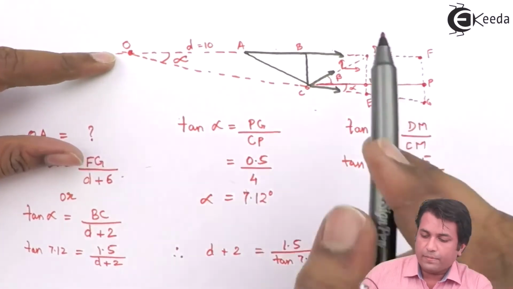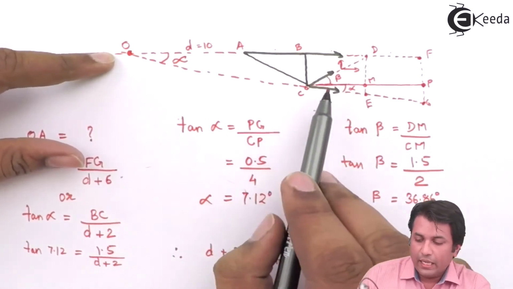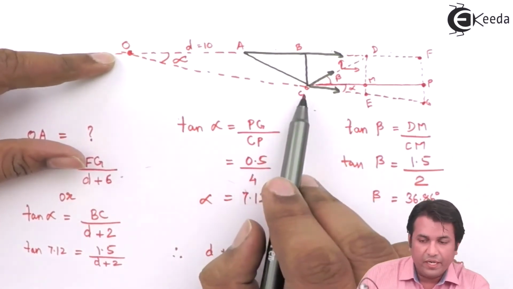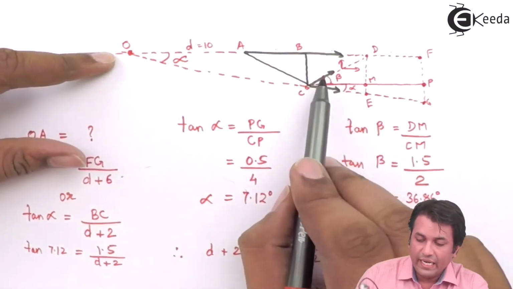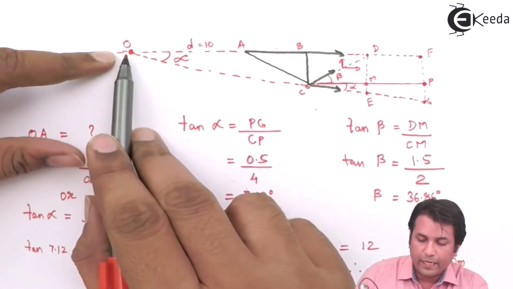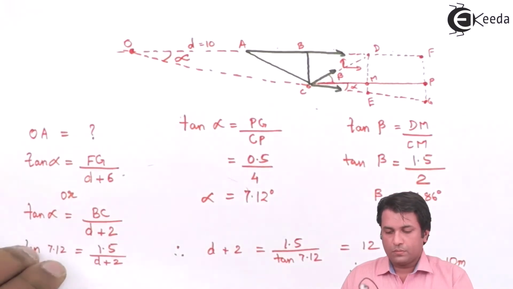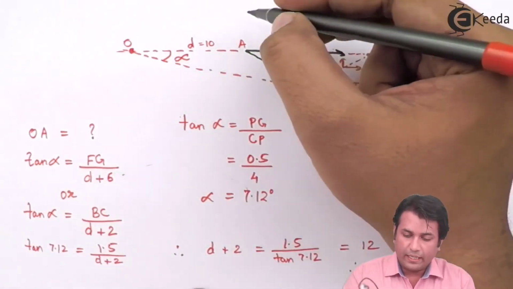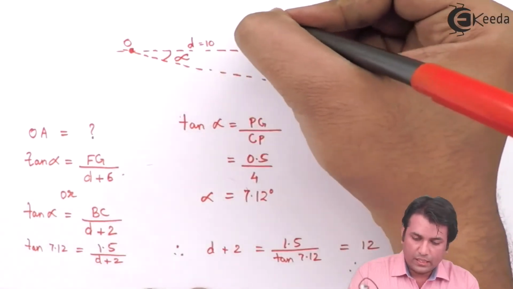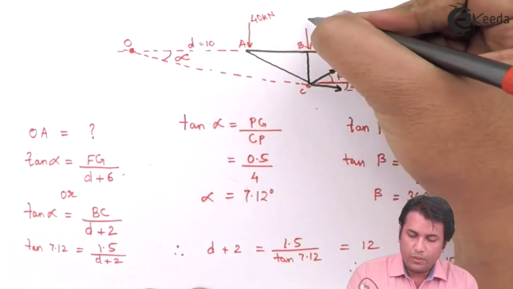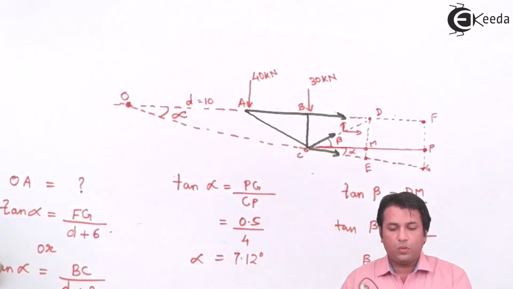So if I do that, the horizontal component of this force is acting at a distance of 1.5 meters, and the vertical component of the force CD is acting at a distance with respect to O of 10 plus 2, 12 meters. Now the forces that are already acting on the truss are at A and at B. This is 40 kilonewton and this is 30 kilonewton. So I'll just take moment about O.